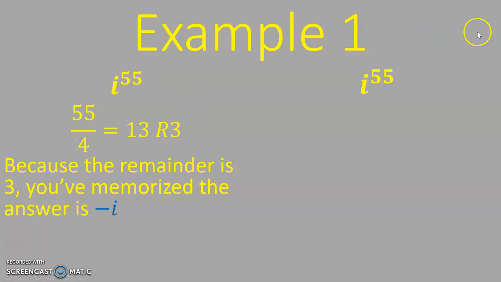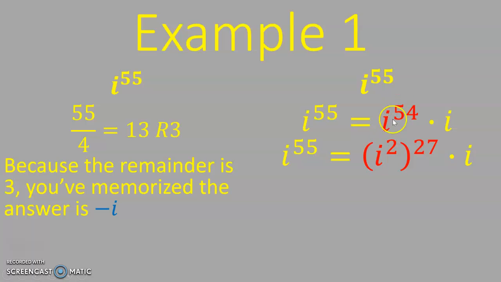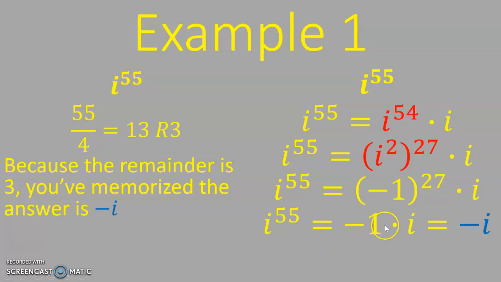So that's one method. Another method that some people like, but not very common, but we'll look at it, is to split it apart. Say i to the 55th is the same thing as i to the 54th times i to the 1st, because 54 plus 1 is 55. And then i squared goes into, well, 2 goes into 54 27 times, and we know i squared is the same thing as -1, and -1 raised to an odd power is -1. It ends up being -i that way.